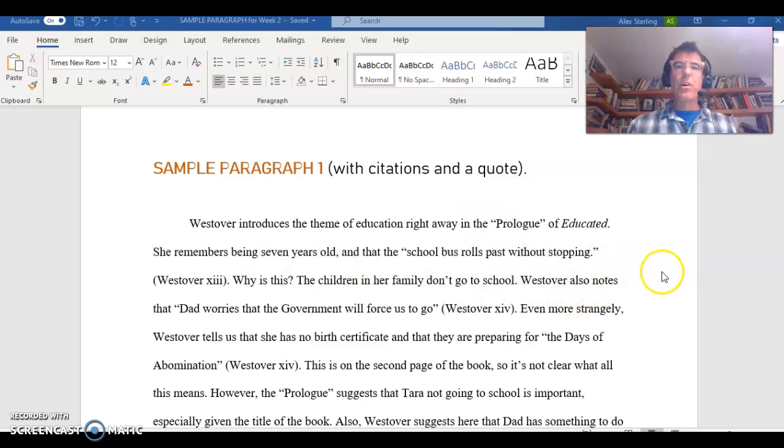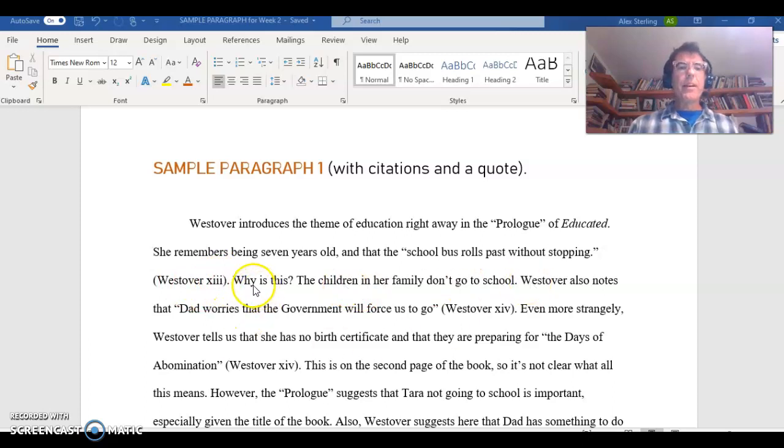Okay, sample paragraph 1. This is about the prologue. I'm going to read it out loud to you and point out some things. "Westover introduces the theme of education right away in the prologue of Educated." Notice that I start the paragraph by saying something, and then I'm going to back it up. That's how paragraphs work. "She remembers being 7 years old and that the school bus rolls past without stopping (Westover XIII)." This is my citation right here: the author's last name, and the page number.